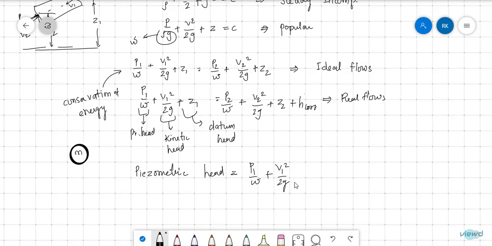In the next video, we will see the applications of Bernoulli's equation, the different instruments that are constructed with the help of this equation. Thank you.